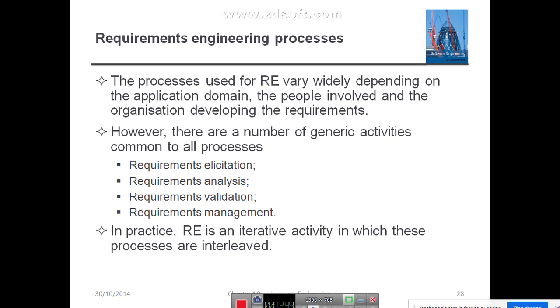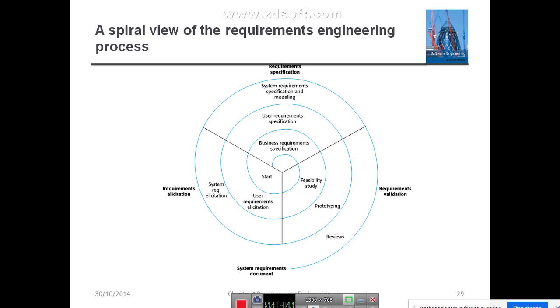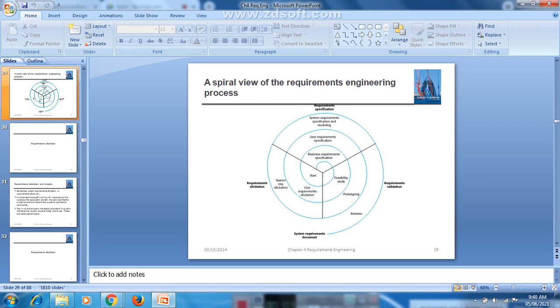So in practice, all these requirement engineering activities we have listed are iterative activities. Iterative indicates what? One by one you are going to execute, in which these processes are interleaved. Clear? Then after that we have seen the spiral view of the requirement engineering process. Remember, guys, in the last class only we discussed all these things.